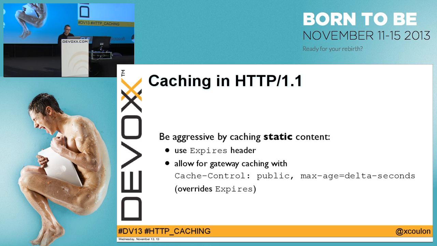So let's go to the conclusion. What you can do with caching is be aggressive with static content, which means you should use expire headers. You should allow for gateway caching, so having cache servers in front of your application server, and put something like cache control public, maybe max age with a delta in seconds.